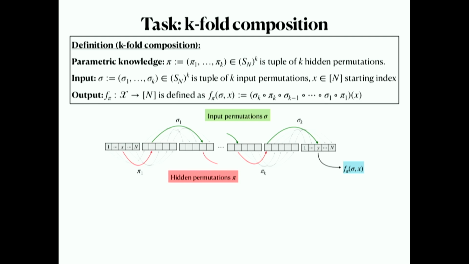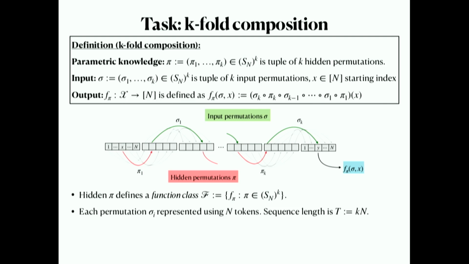And so the thing I want to emphasize here is that this hidden pi defines a function class, as we vary pi over all possible tuples of k permutations. And as such, since we have this function class, we can reason about hardness of learning, et cetera. Moreover, we're going to encode our input using n tokens for each permutation. And as such, the total sequence length that gets passed into the transformer will be k times n.